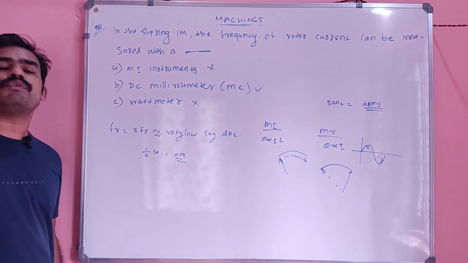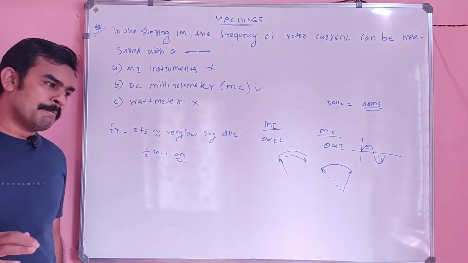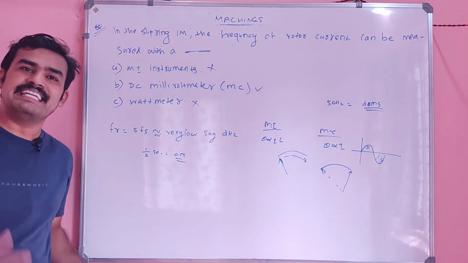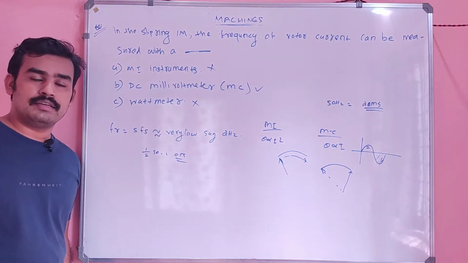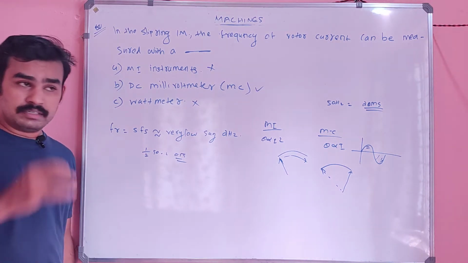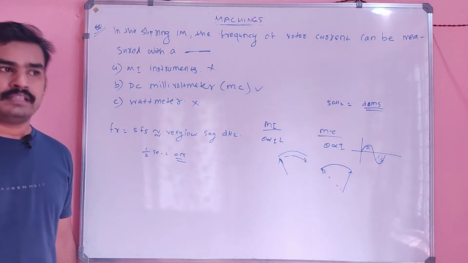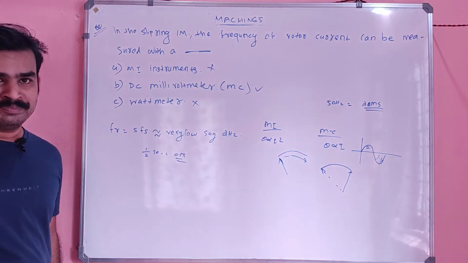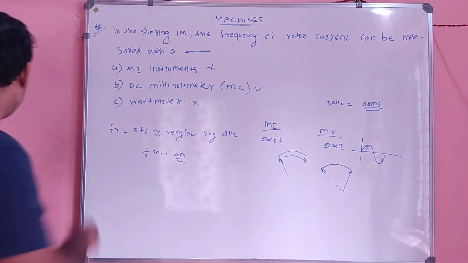In an interview you may be asked a question like this. Normally a moving iron instrument is used in AC and a moving coil instrument is used in DC. But can you use a moving coil instrument in AC also? Yes, it can be used, but the frequency should be very low, say 1 hertz, 2 hertz, 0.5 hertz. Then you will get the value, no issue. That is also a type of explanation.